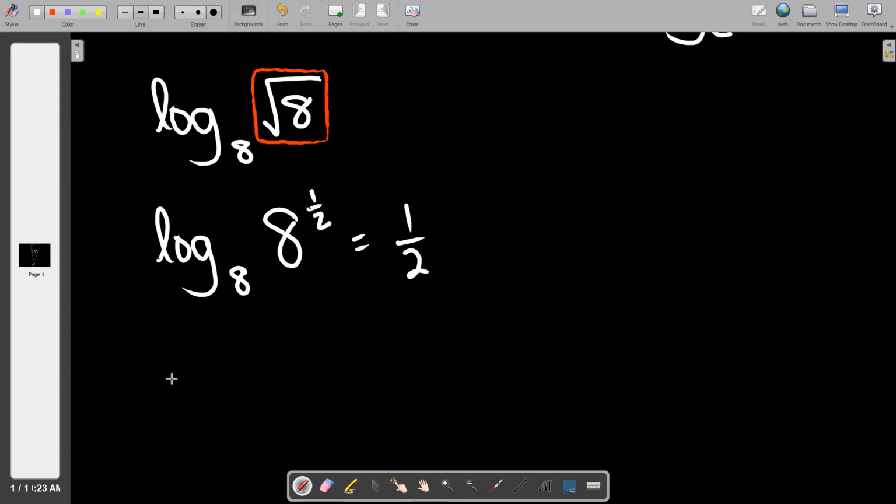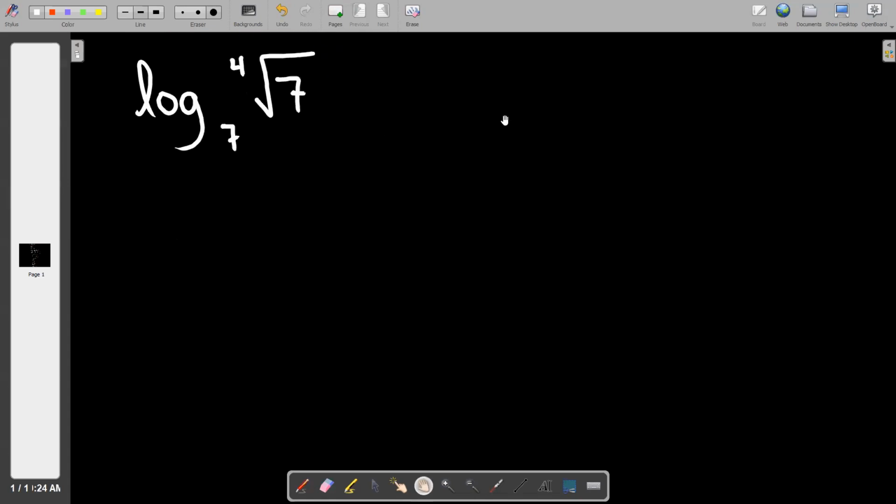How about this one? I'm going to give you another one that's similar to that. I'm kind of calling an audible on myself here. I just want to make sure that everybody is good before I go to the next one. Log base 7 of the 4th root of 7. It is 1/4. Very good.